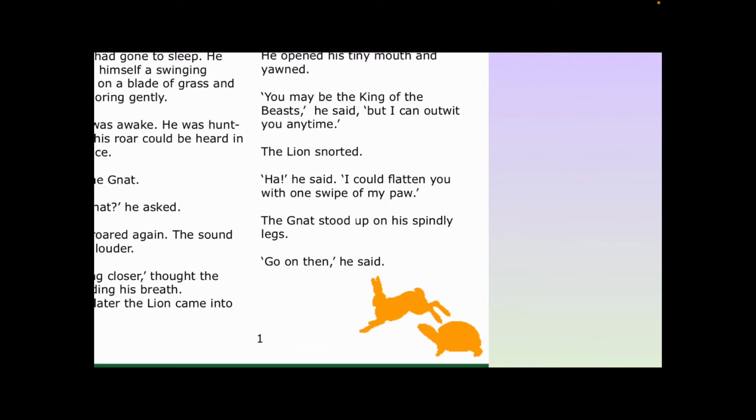The lion snorted. "Ha!" he said. "I could flatten you with one swipe of my paw." The gnat stood up on his spindly legs. "Go on then," he said.